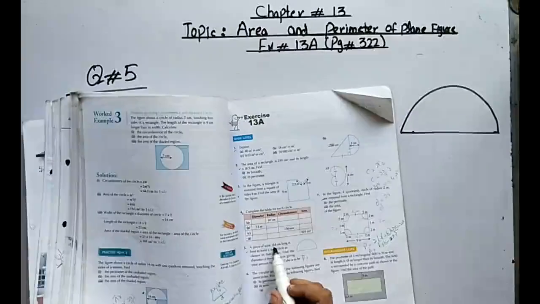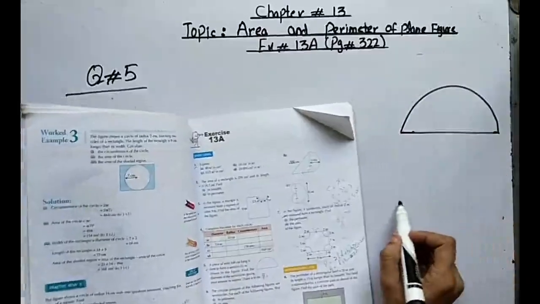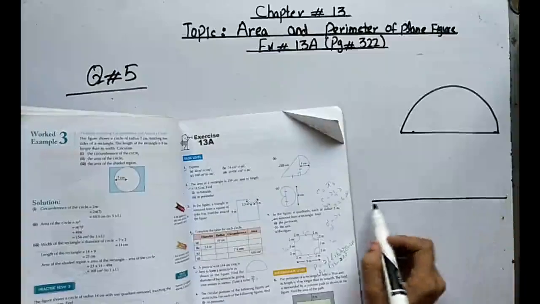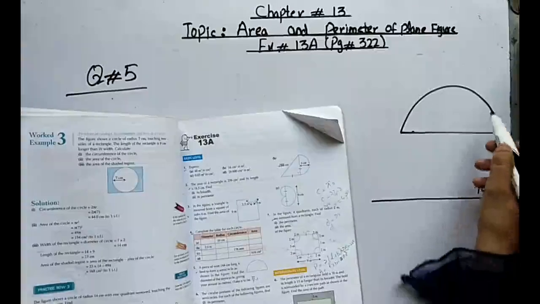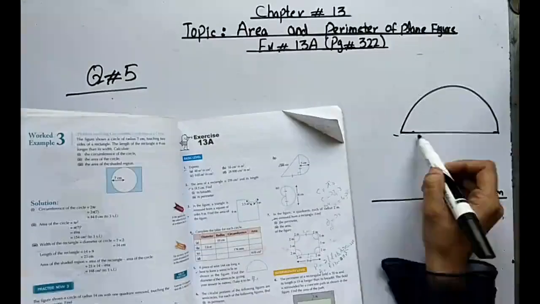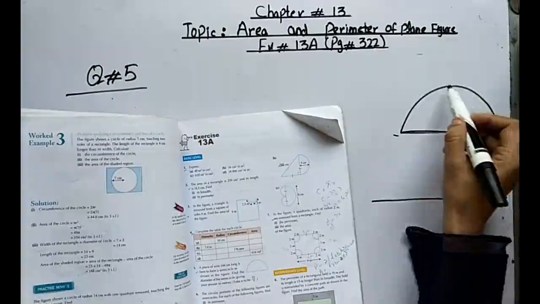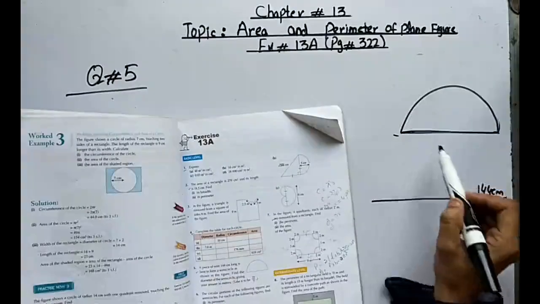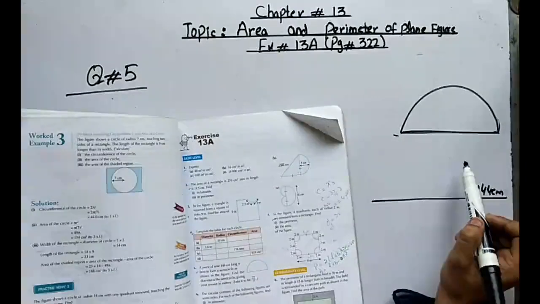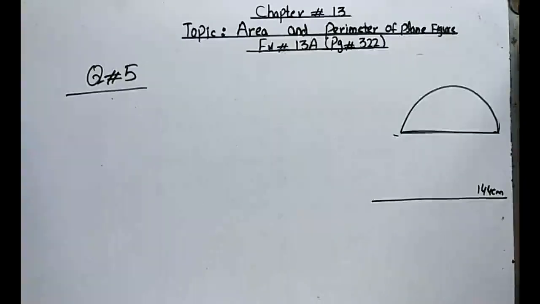So a piece of wire 144 centimeter long is bent to form a semicircle. Let's suppose you have a wire and the length of wire is 144 centimeter. So when you bend it in the form of a semicircle, you can see here the semicircle. This is the piece of wire and the length of this piece of wire is 144 centimeter. Then they are saying find out the diameter of the semicircle. It means they are asking about the D.